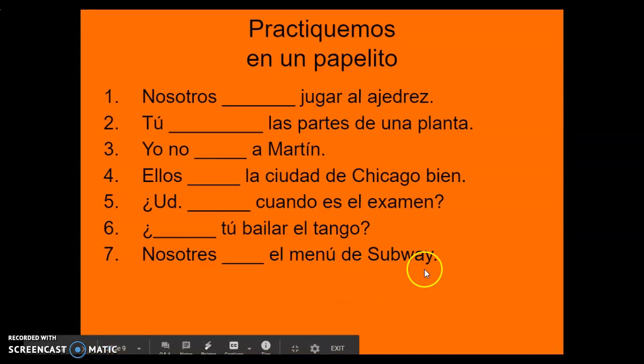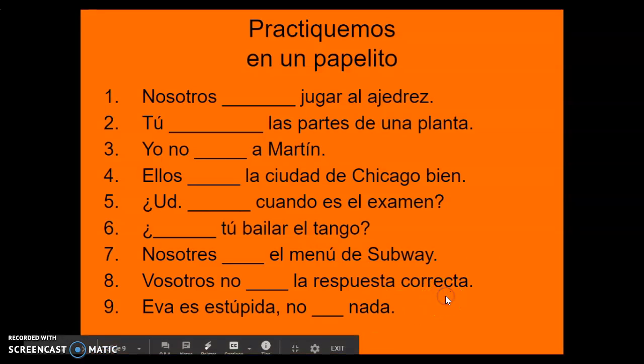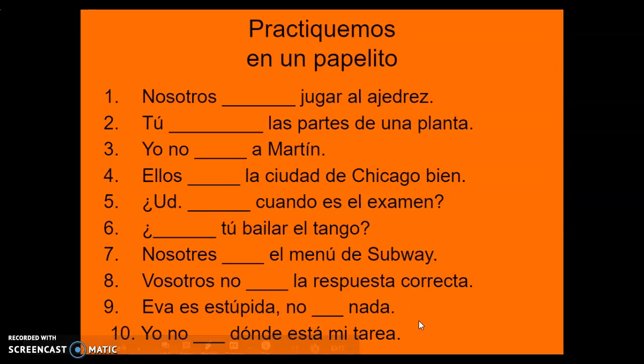Nosotros blank el menú de Subway. Vosotros no blank la respuesta correcta. Eva es estúpida. No blank nada. Yo no blank ¿dónde está mi tarea?